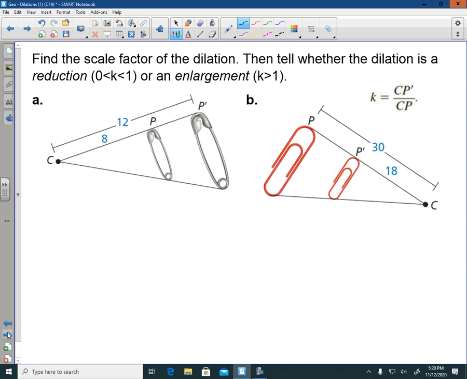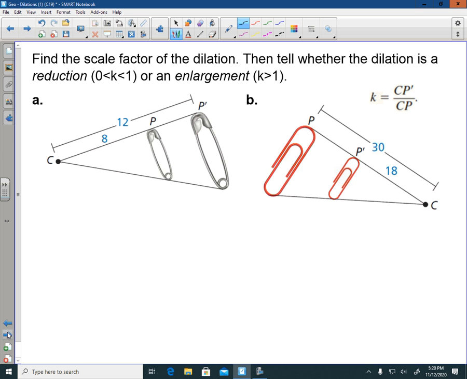So here in A and B, we've got a couple of objects. We see that there is a size difference between them, and we want to figure out their scale factor. So the first thing to do is find the scale factor of the dilation, and then tell whether the dilation is a reduction, in other words the scale factor is between 0 and 1, or an enlargement because that scale factor is bigger than 1.